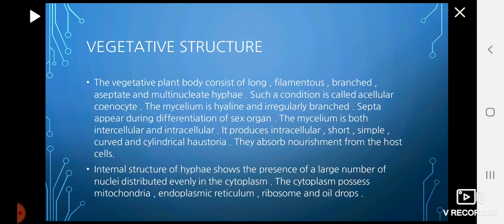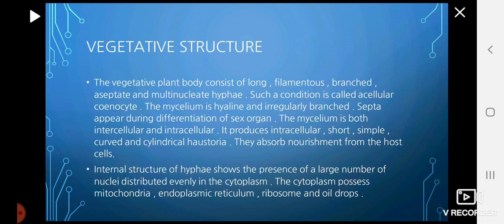The mycelium consists of hyphae which grow in the intercellular spaces, but they produce haustoria which enter into the cells to absorb nourishment from the host cells. And internally, the hyphae are not septate, but they contain cytoplasm, and a number of nuclei are also present, and the food is stored in the form of oil drops.